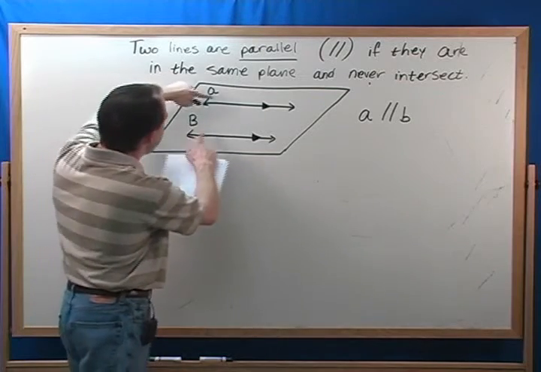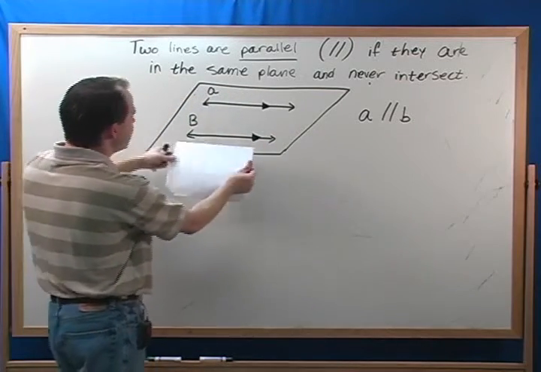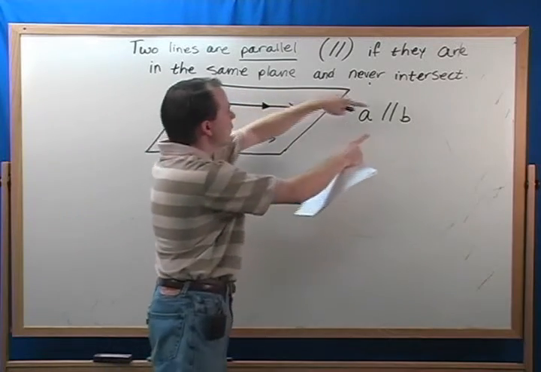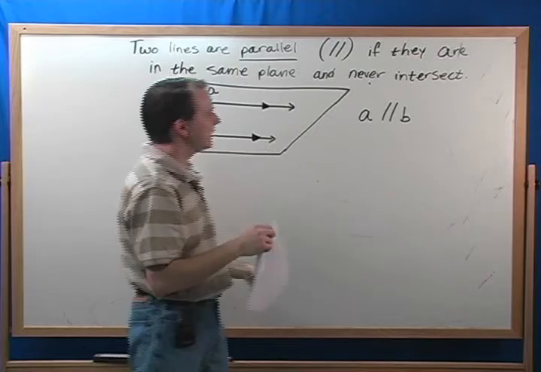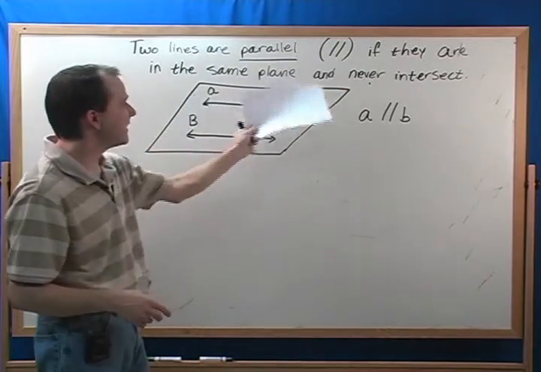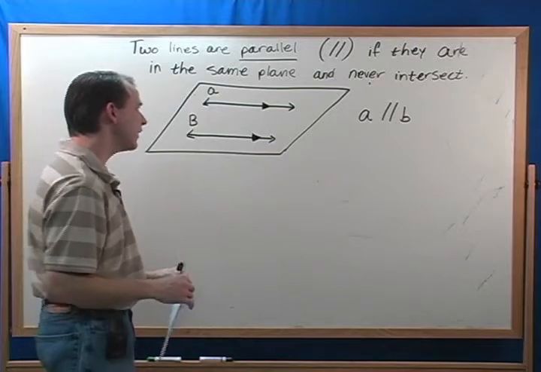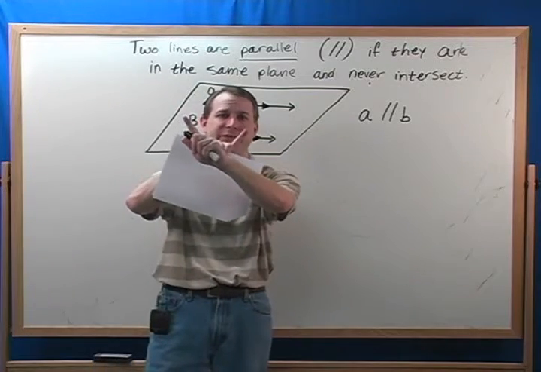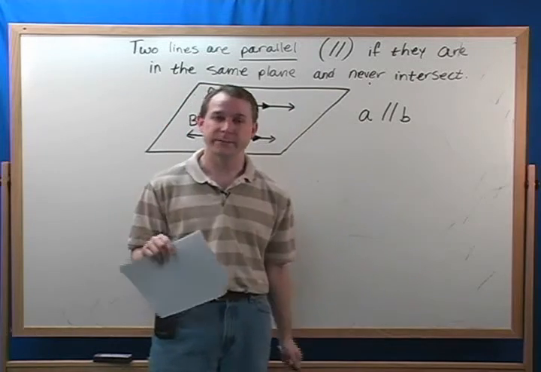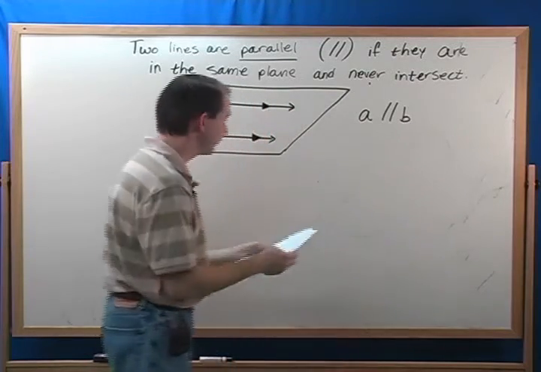But if you confine these two lines to the same plane, the only way they can never cross is for them to be parallel and go on together forever and ever, like that. Okay, so two lines are parallel if they're in the same plane and never intersect. Because you can find plenty of lines that never intersect in three-dimensional space, like this one and this one. They're never going to intersect, but they sure don't go in the same direction. So we need them to go in the same direction to be parallel. Okay?